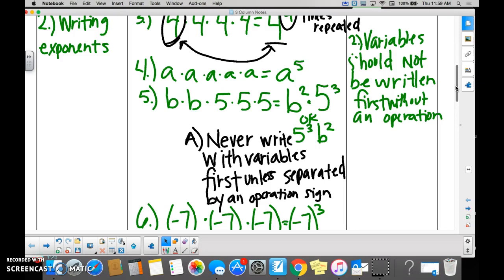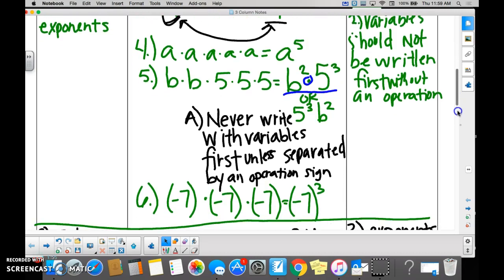So when we do variables, never write the variable first unless there is an operation sign separating those two. So we can see here that we have b squared times 5 to the 3rd, 5 cubed. And we have that sign here, so that is okay. If we switch it to 5 cubed times b squared without a sign, that is okay, because the number is first, not the variable.